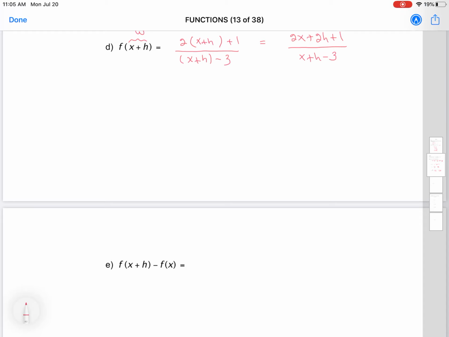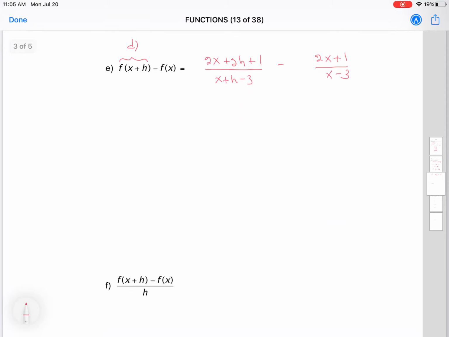Now, in the e part, we will want to calculate f of x plus h minus f of x. Well, f of x plus h is what we just calculated previously in the d part. So instead of reinventing the wheel, I'm just going to use what we've done. So I'm rewriting f of x plus h the way we had it in the d part. And now I am going to say minus f of x. What is f of x? It's 2x plus 1, that was given at the beginning, over x minus 3.